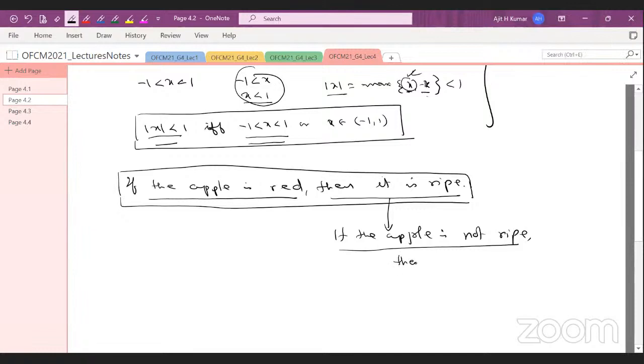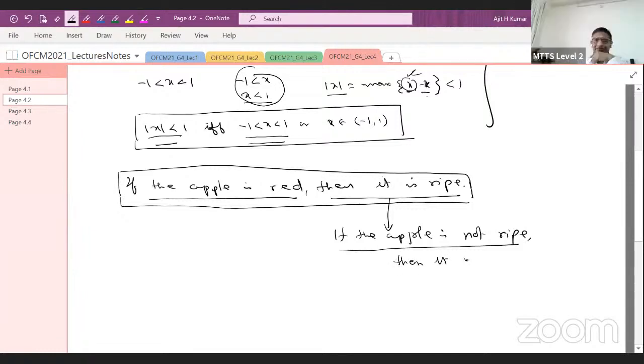Then it is not red. Why? Because if it is red, then it has to be ripe. This is what you want to conclude, no? So if your conclusion is not correct, that means what? If this is not correct, it means it is red. And if it is red, then what the given statement says is that it has to be ripe. So what you are assuming is not correct.